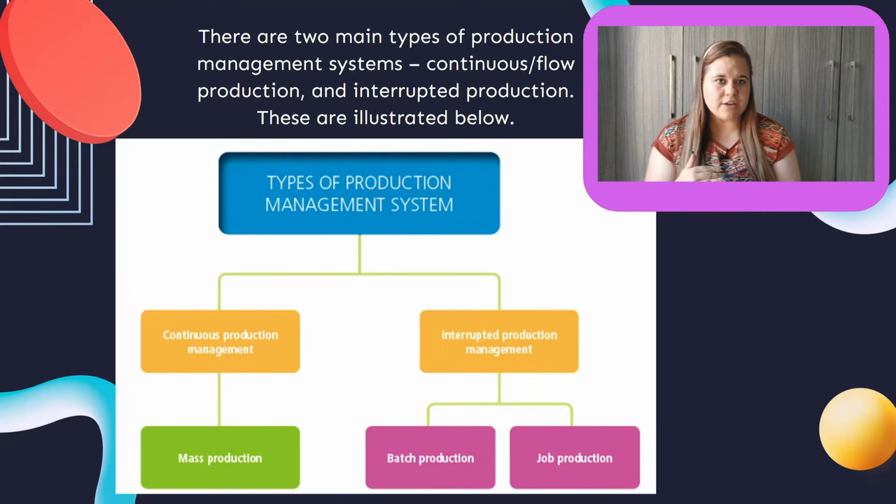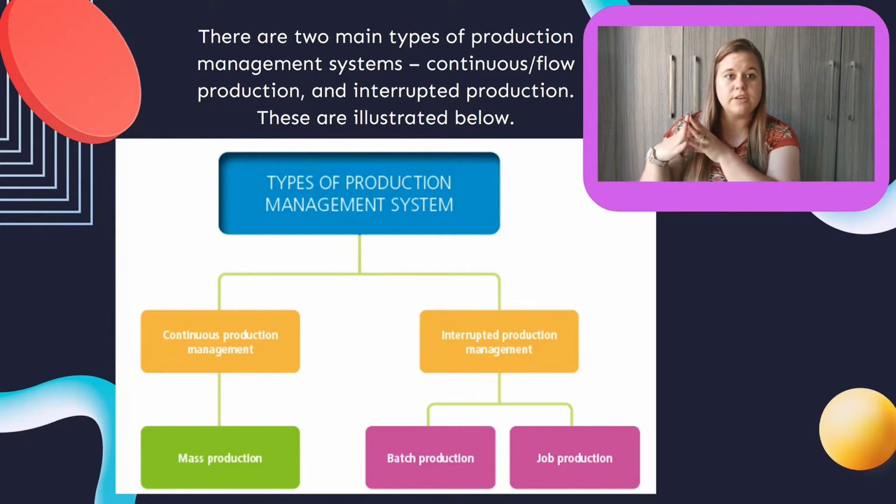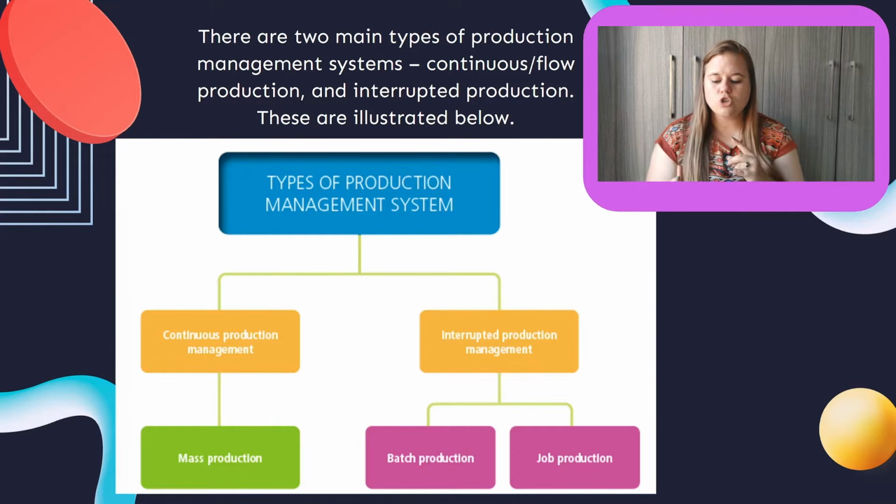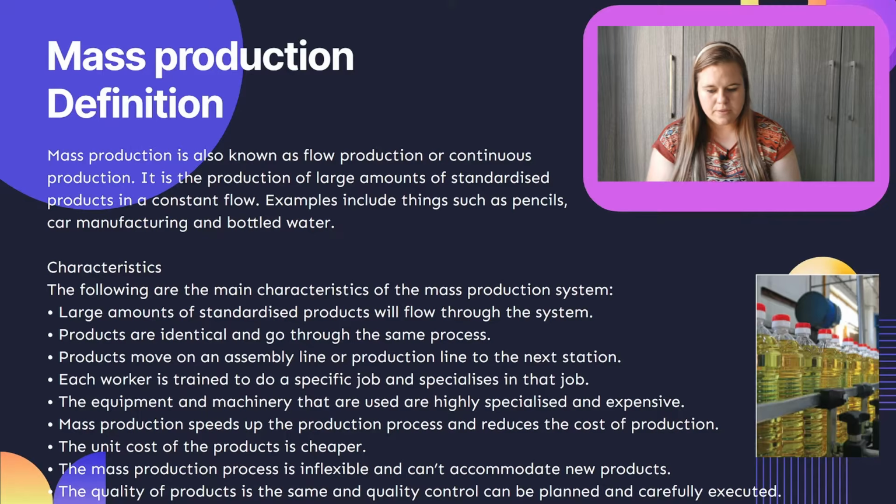So your batch production, perhaps we're making biscuits, but we're making different batches. This batch is vanilla biscuits, then we're making chocolate biscuits, then we're making peanut butter flavored biscuits. So that's where we need to choose our production system, but it'll be based on what type of products we are making. All right, so let's look at each of these in detail.